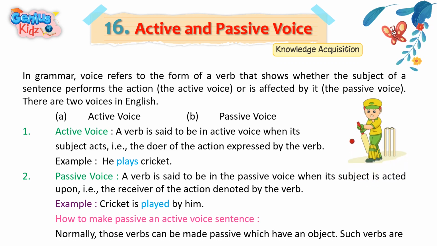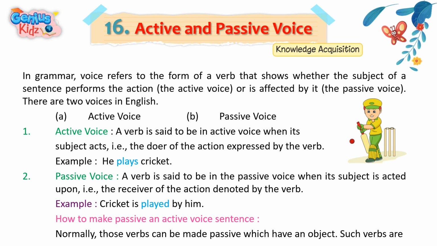In grammar, voice refers to the form of a verb that shows whether the subject of a sentence performs the action, the active voice, or is affected by it, the passive voice. There are two voices in English: A. Active voice. B. Passive voice. 1. Active voice. A verb is said to be in active voice when its subject acts, that is, the doer of the action expressed by the verb.